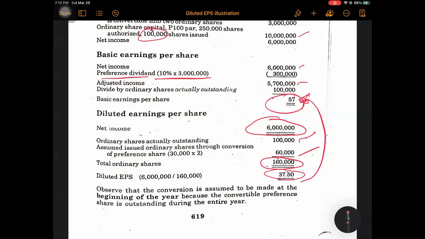Okay, observe that the conversion is assumed to be made at the beginning of the year because the convertible preference share is outstanding during the entire year. This is the same with the bonds, in the first case, first scenario. It is assumed, since it is the balance at the beginning of the year, so our computation is for the whole year. So it is assumed converted at the beginning of the year.